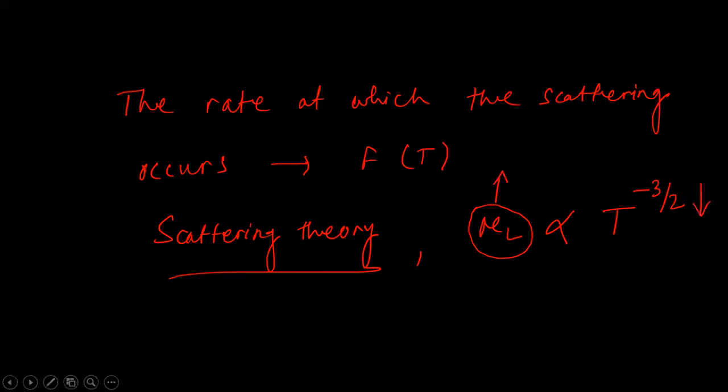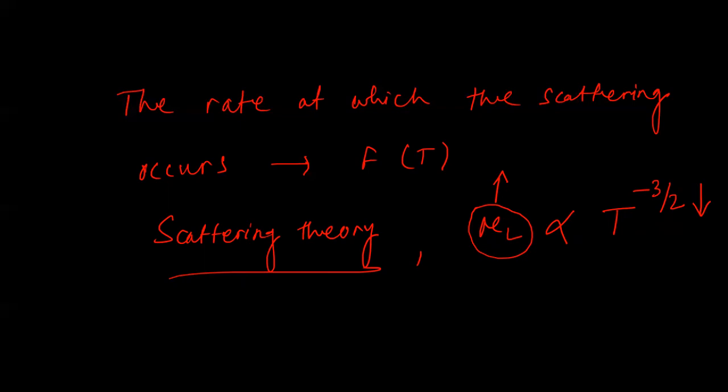Temperature decreasing means the random vibration will decrease, so the periodic potential of the lattice atoms will be less disrupted. Less disrupted means the charge carriers can move smoothly, right? So this is what we understand by lattice or phonon scattering, and how the mobility will be affected by this.